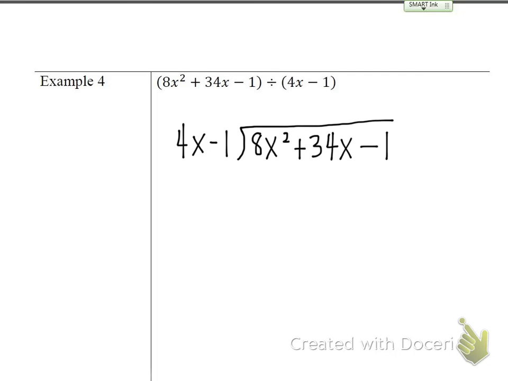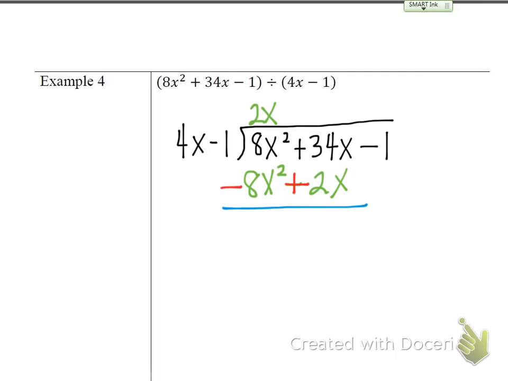Okay, so example 4. First step is I need to figure out what I multiply 4x by to get 8x squared. What did you guys get? 2x. Okay, so when I multiply everything by 2x, what do I end up with? 8x squared plus 2x. Plus 2x? Oh, minus 2. It's supposed to be minus 2x because that's a negative 1. But then what do I do? You change the sign. Then I change the signs, okay? Then it's plus. Good.